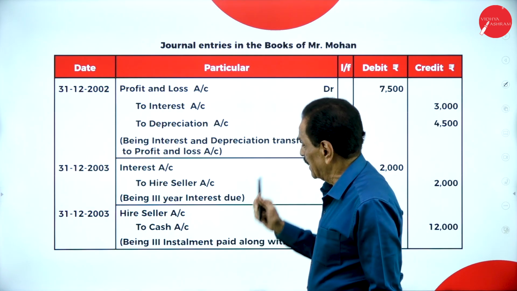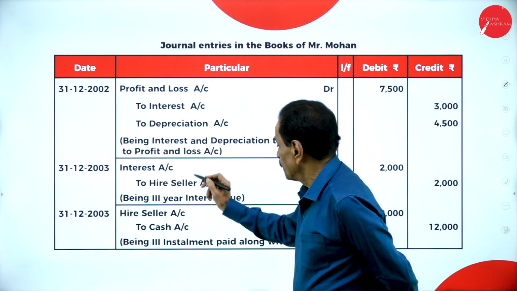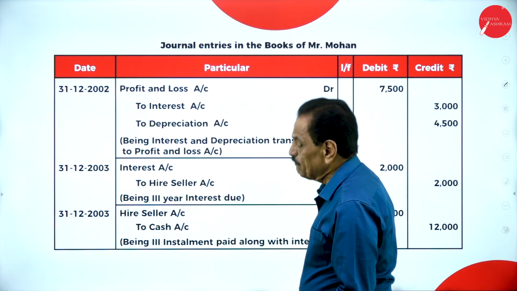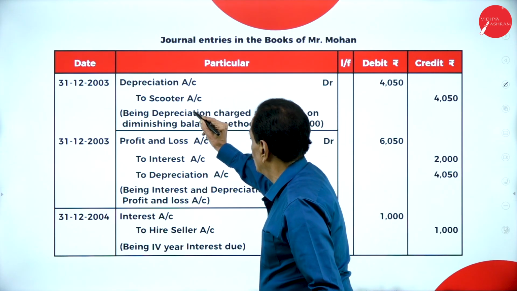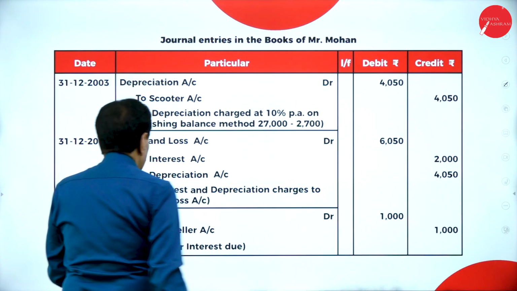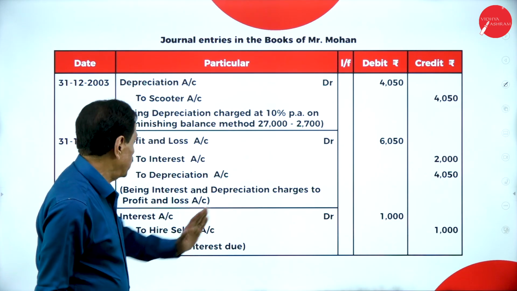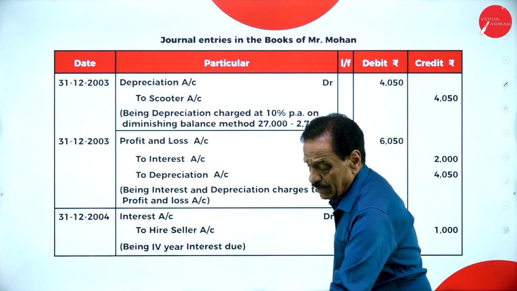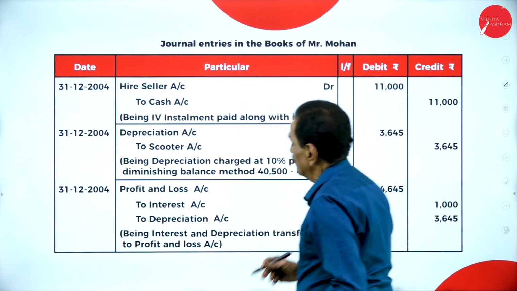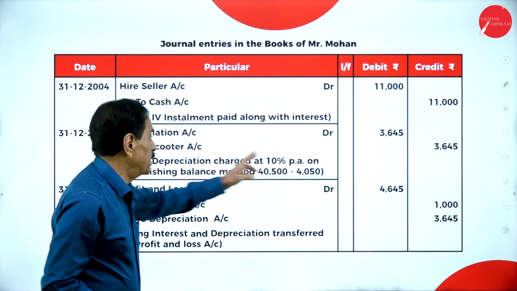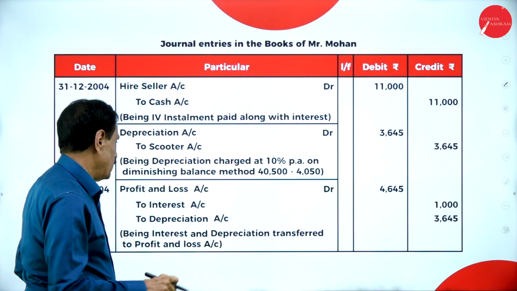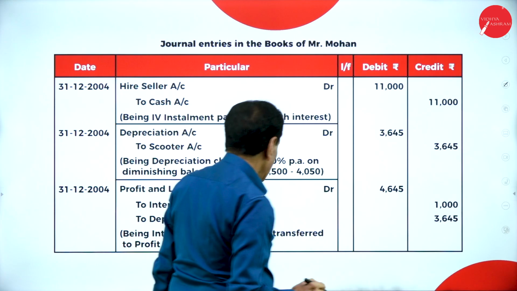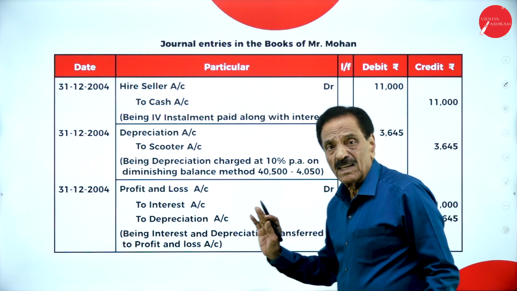So this goes to the third year. Next year starts from interest. Interest account debit to hire seller account, hire seller account debit to cash account, depreciation account debit to scooter account, transfer entry, profit and loss account debit to interest account and depreciation account. Last year, interest account debit to hire seller account, hire seller account debit to cash account, then depreciation of that year, depreciation account debit to scooter account, transfer entry, profit and loss account debit to interest account and depreciation account, being interest and depreciation transferred to profit and loss account.